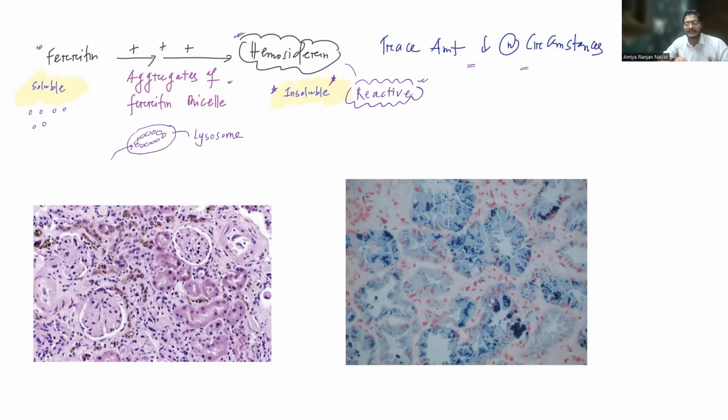This hemosiderin can be seen under light microscopy with normal H&E stain. As you can see here, these are golden brown pigments. So this is a normal H&E stain, and you can see the golden brown pigments. So these are actually hemosiderins. These are the golden brown pigments which you can identify under the normal H&E stain.